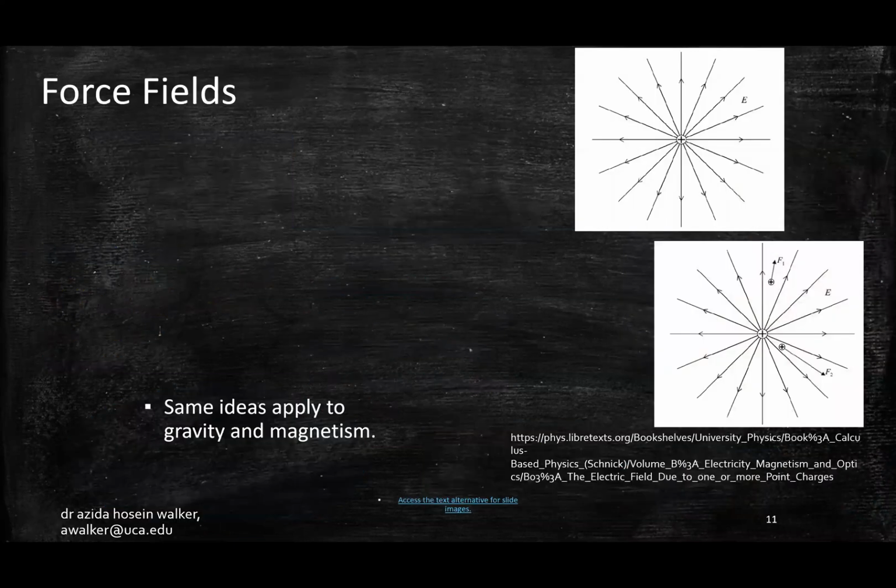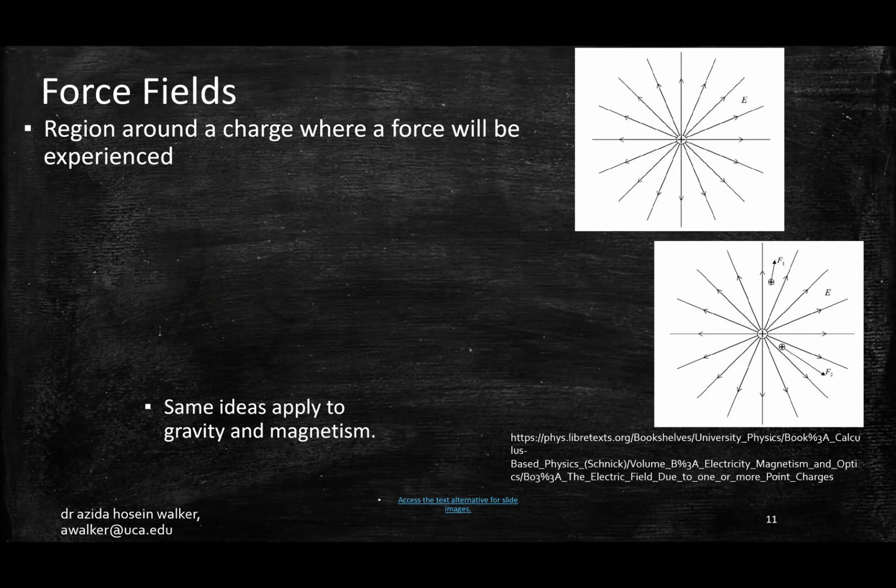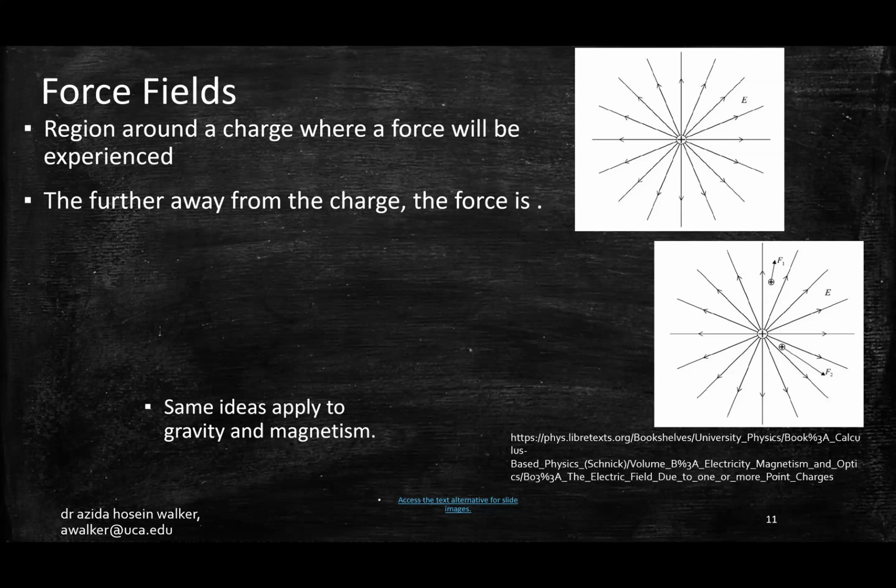So just like we have these forces, we have regions around charges where we know a force will be experienced, and that's what's called the force field. In this case, each charge will have an electric field. This electric field is the region around the charge where a force will be experienced. So it's anywhere around the charge where a force will be experienced. And the further away from the charge, the force is less and less, or the force is decreased.